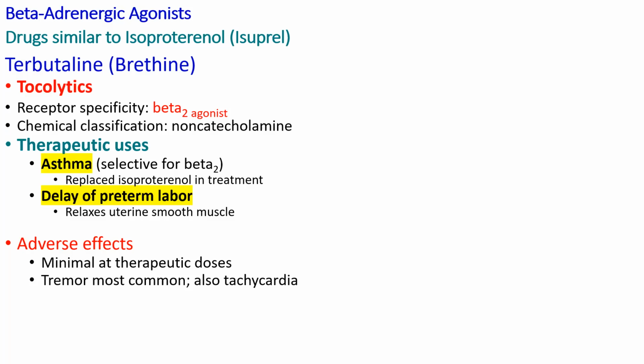It's a beta 2 agonist, and it's very selective for beta 2. So it can be given or prescribed for asthma. This drug, terbutaline, had replaced isoproterenol in treatment. Also, it's effective to delay preterm labor because it will relax the uterine smooth muscle.